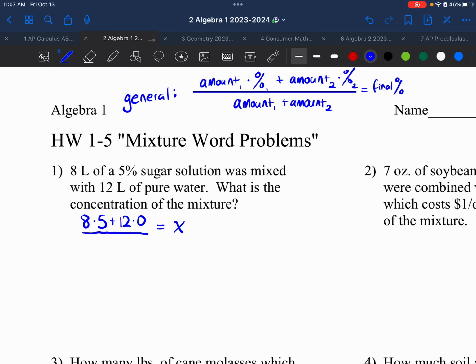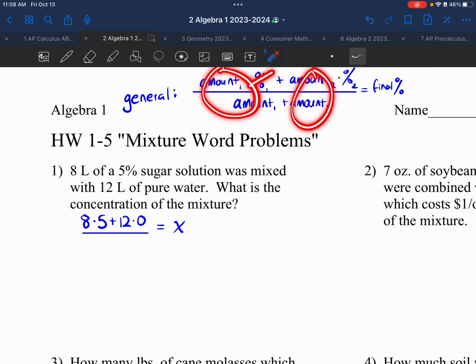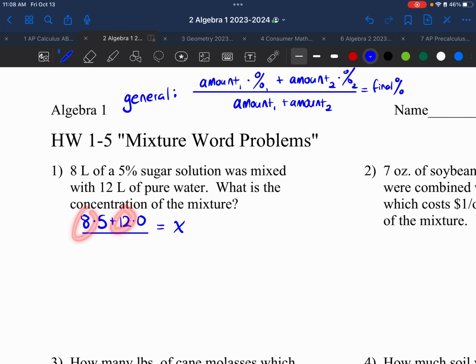And this is all going to be divided by the two amounts added together. Again, our amounts are usually out front if we did it correctly. This amount and this amount. The percentages are not used in the bottom down here. So I'm going to bring 8 and 12 into the bottom, say 8 plus 12, and then I solve. Well, this is already solved for x, which is kind of nice.